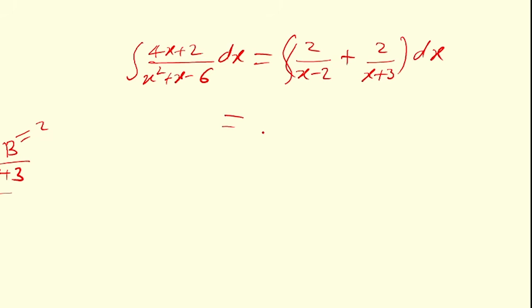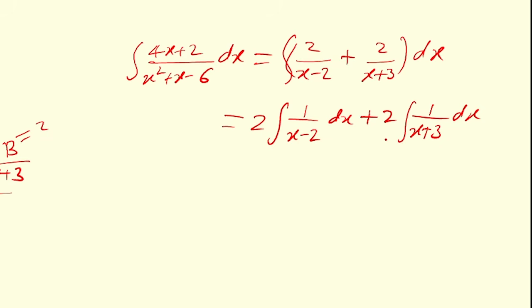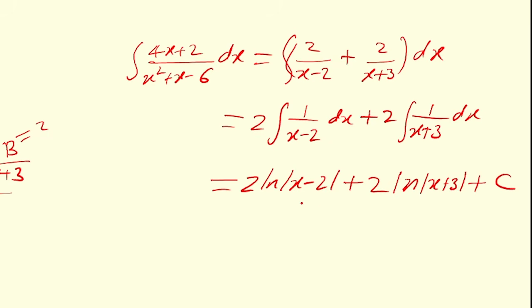So this is 2 times the integral of 1 over x minus 2 dx, from the integration property, plus 2 times the integral of 1 over x plus 3 dx. You can find the integral of 1 over x minus 2 by using integration by substitution. Therefore, the result will be 2 times ln of absolute value of x minus 2 plus 2 times ln of absolute value of x plus 3, plus the constant c.